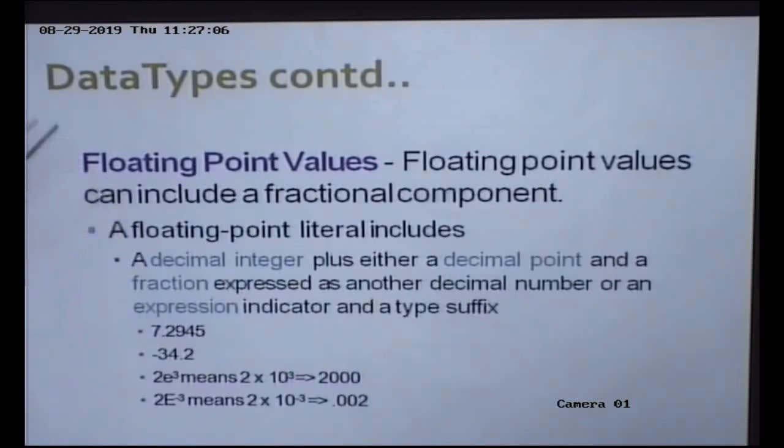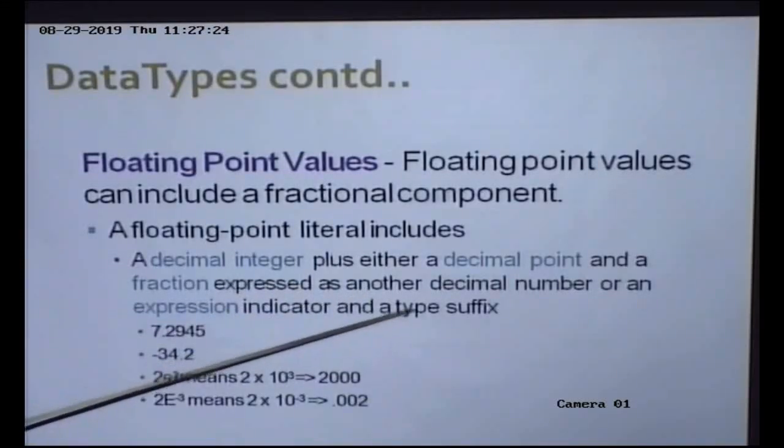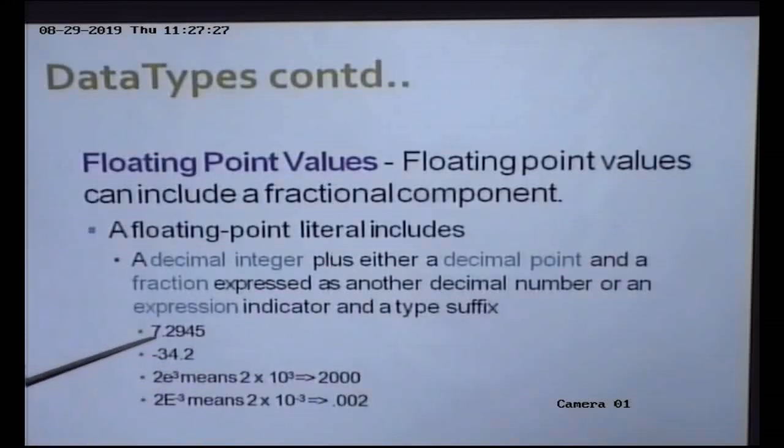Okay, see here, how floating point literals include a decimal integer plus a decimal point and a fraction expressed as another decimal number or an exponent indicator and a type suffix. Say for example, if you take this value 7.2945, 7 is the decimal integer plus decimal point, then we have the fraction part, that is 0.2945. 2945 is the fractional part.